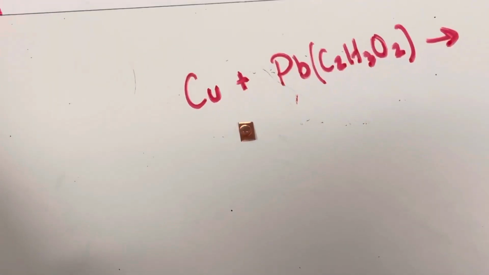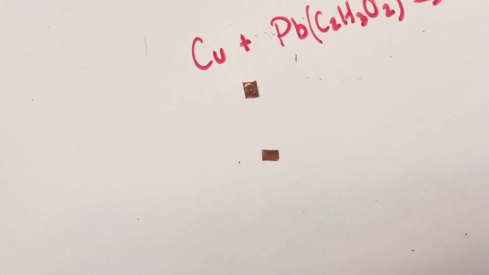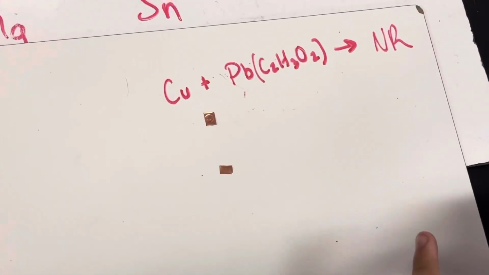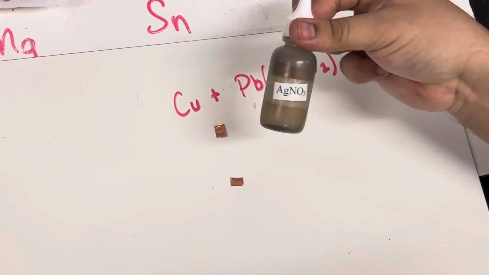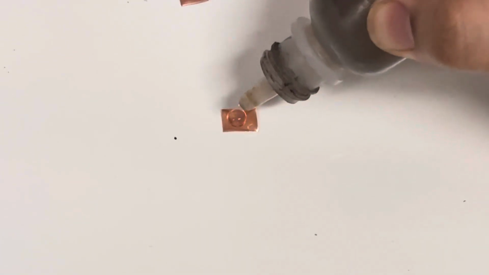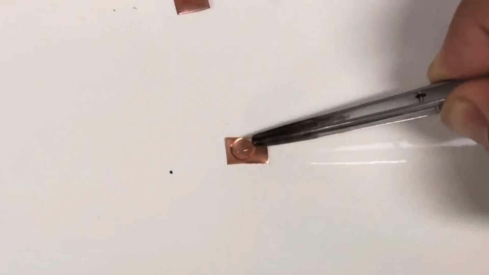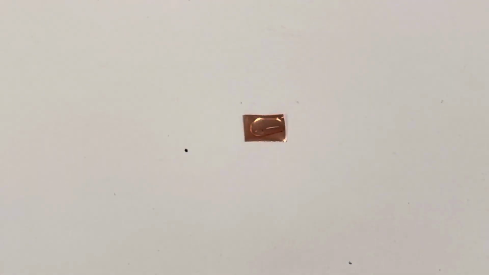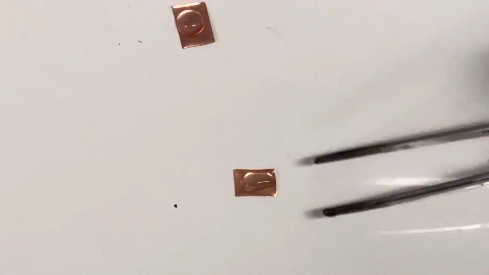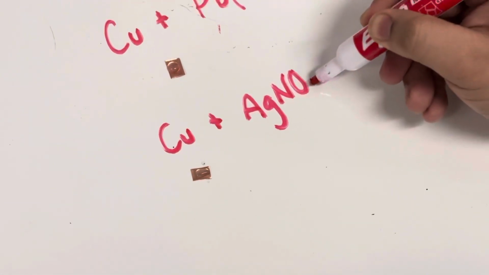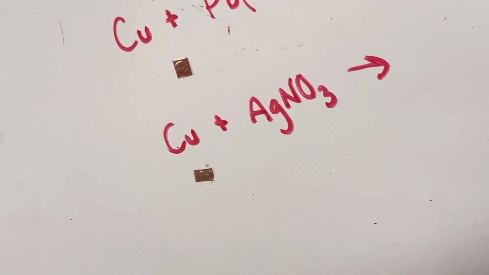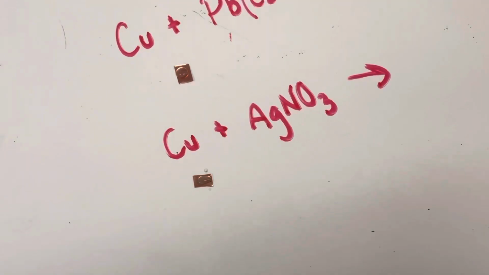Let's try it with something that it will react with. I know that copper is not gonna react with lead, but it will react with silver. So let's try our silver nitrate again. Go copper with silver nitrate. I know this one will happen. It might take a second. So can you guys write the chemical equation for that one? You can see that one is happening.